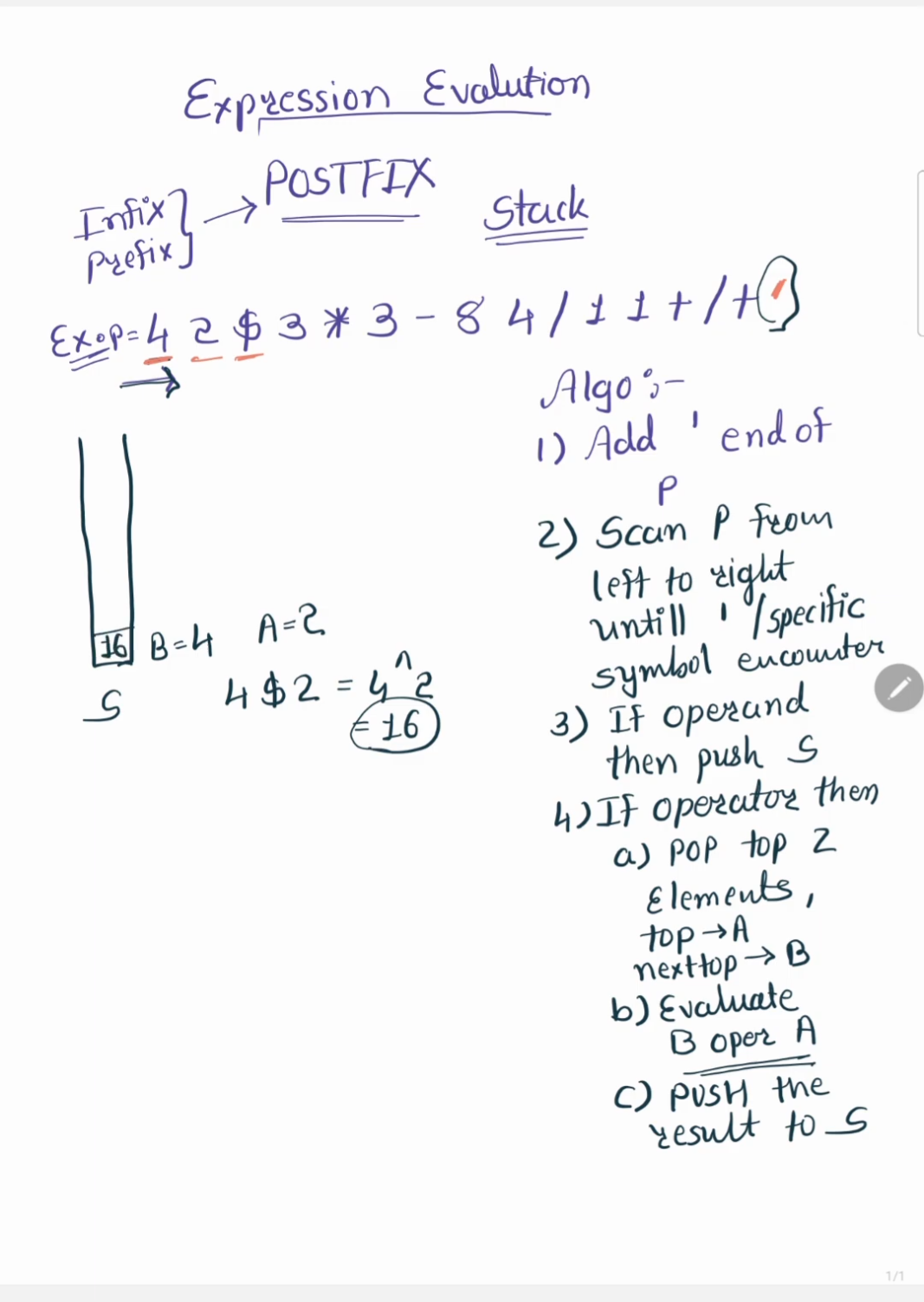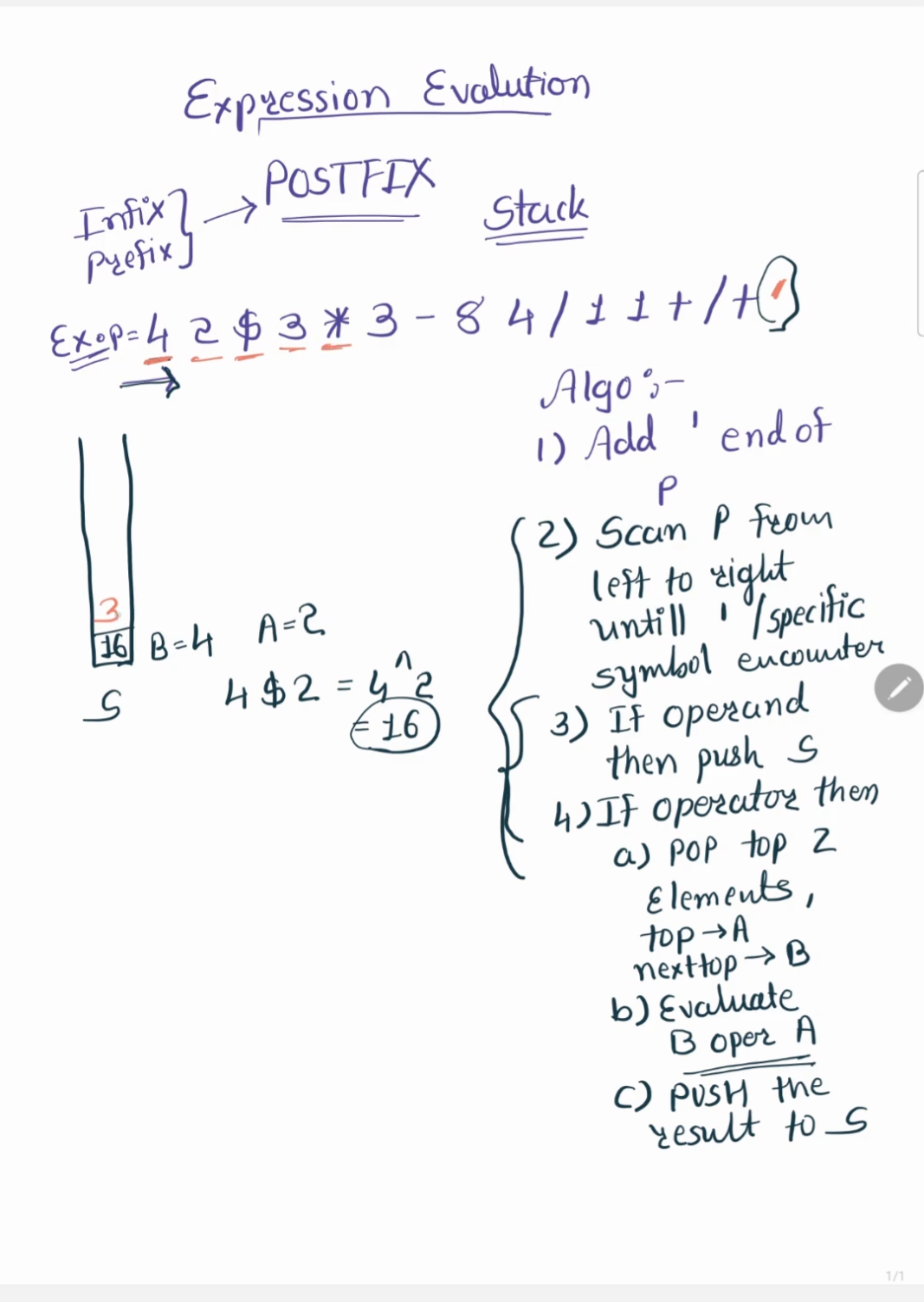16, right? Now I need to repeat the step, this second, third and fourth step, again and again, until this specific symbol is encountered, right? So we'll scan the next element. So next element is 3, so that's an operand, so I need to just push it over here, right? Now the next element is star, right?